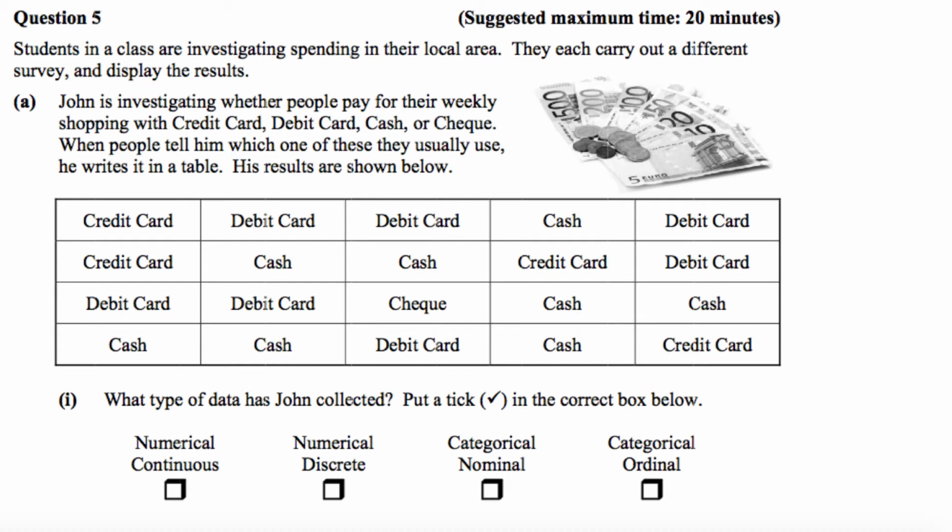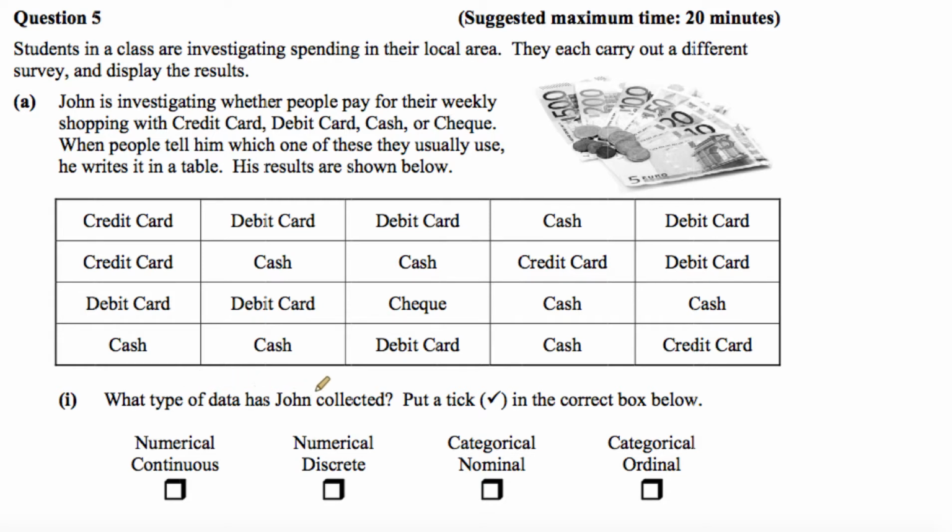So this is the 2014 Junior Cert Higher Level Paper 2, and we're looking at question number 5. Students in a class are investigating spending in their local area. They each carry out a different survey and display the results. Part A says John is investigating whether people pay for their weekly shopping with credit card, debit card, cash or cheque. When people tell him which one of these they usually use, he writes it in a table. His results are shown below. So he's written all his results here in the table.